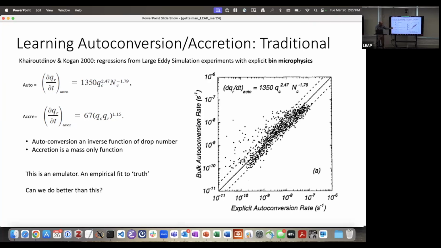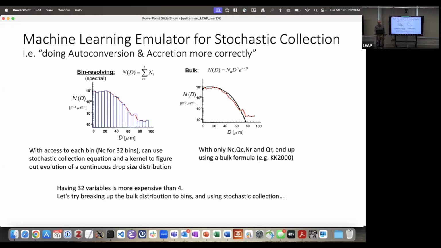So basically, this autoconversion is an inverse function of drop number, and accretion is a mass-only function the way it's encoded. This is an emulator. It's an empirical fit to some other model that we call the truth. I submit that we can do better than that. And so what we've done is we've actually emulated this stochastic collection process. We're basically trying to do this more correctly.